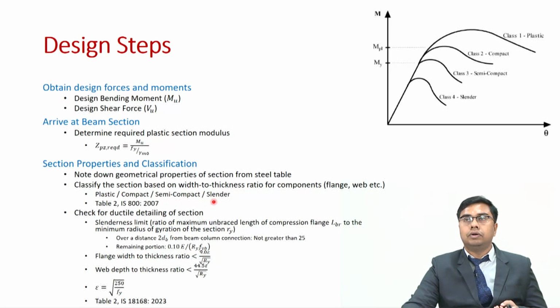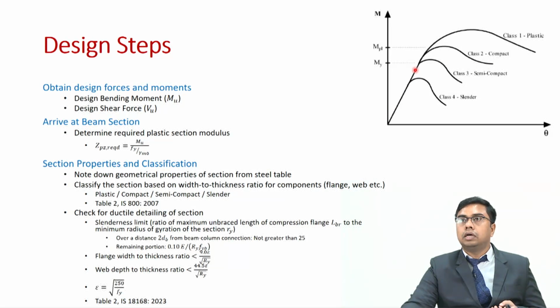Now, you might be wondering what these different classes of sections are. Many of you may already be aware of these classes of steel sections. The plastic section is able to attain plastic moment, and it has sufficient deformability or ductility so that it can have a very ductile failure mode. When it comes to a compact section, it is able to reach the plastic moment, but it is not able to have sufficient deformability.